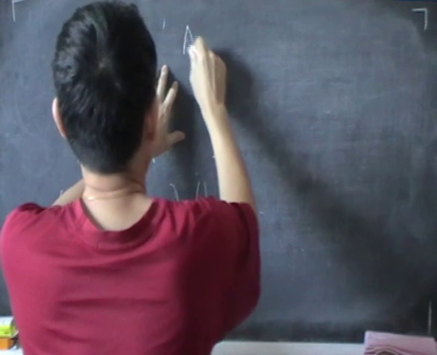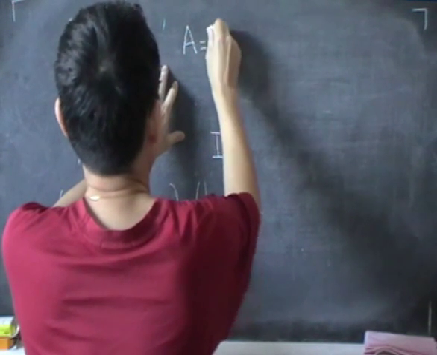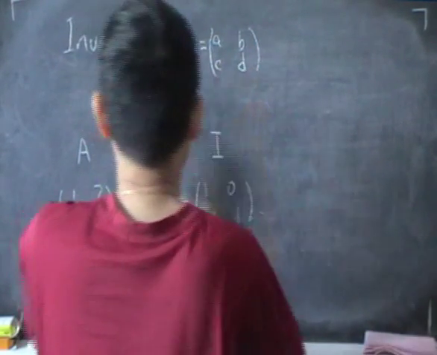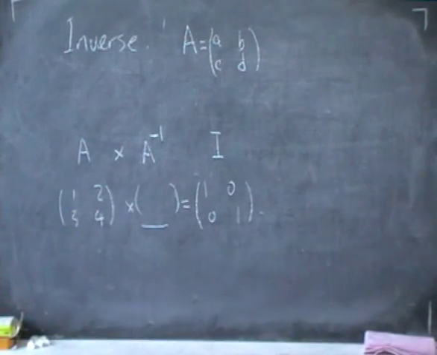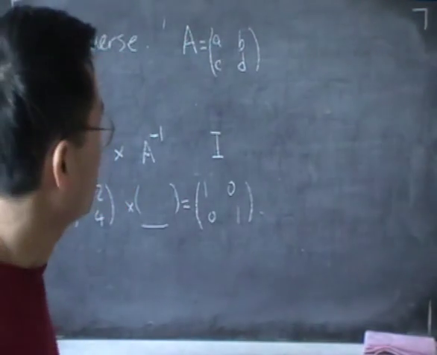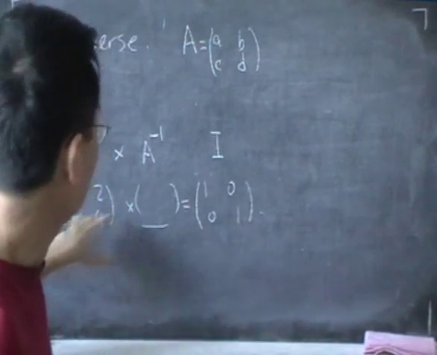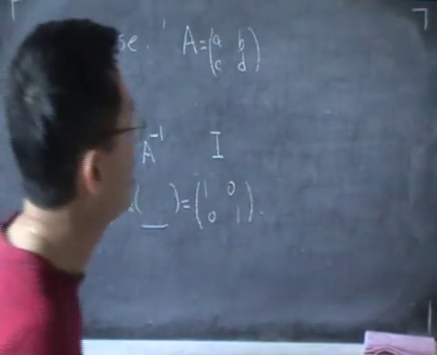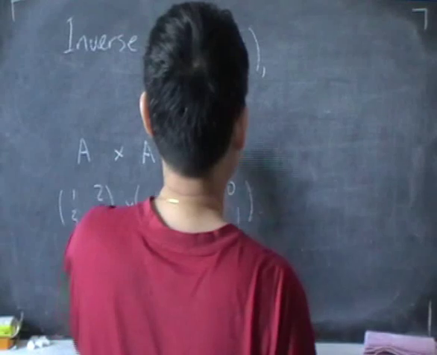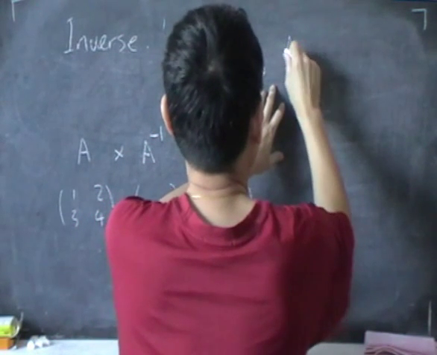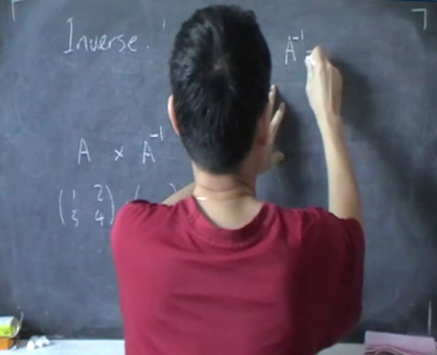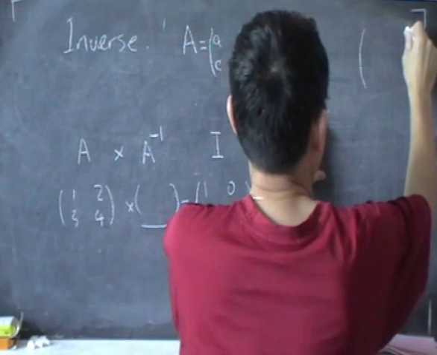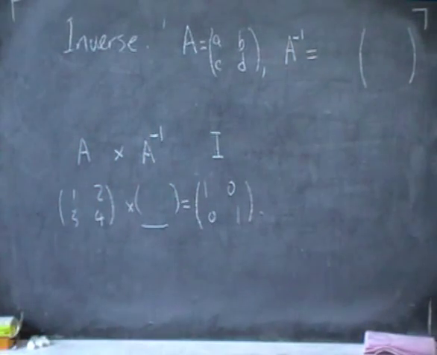Suppose that the matrix A has the numbers A, B, C, and D. So in this example, I've used 1, 2, 3, 4. But to make a formula, I make it more general. I change these numbers to A, B, C, D, so that you can still use the formula even if you have different numbers. So if the matrix A contains these numbers, then the formula for A inverse looks like this. It's rather complicated.